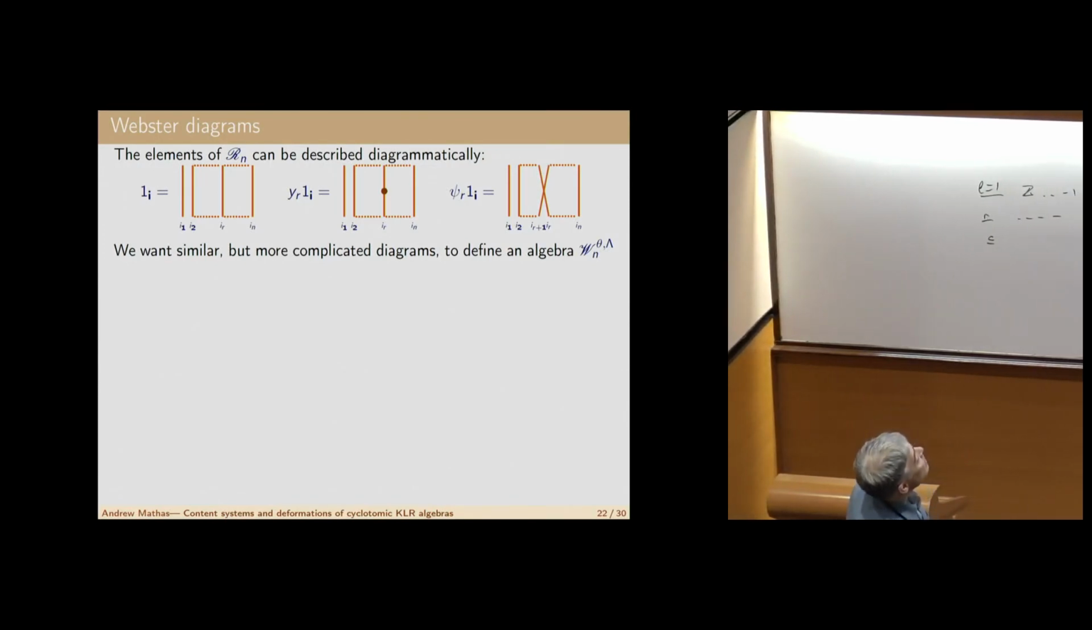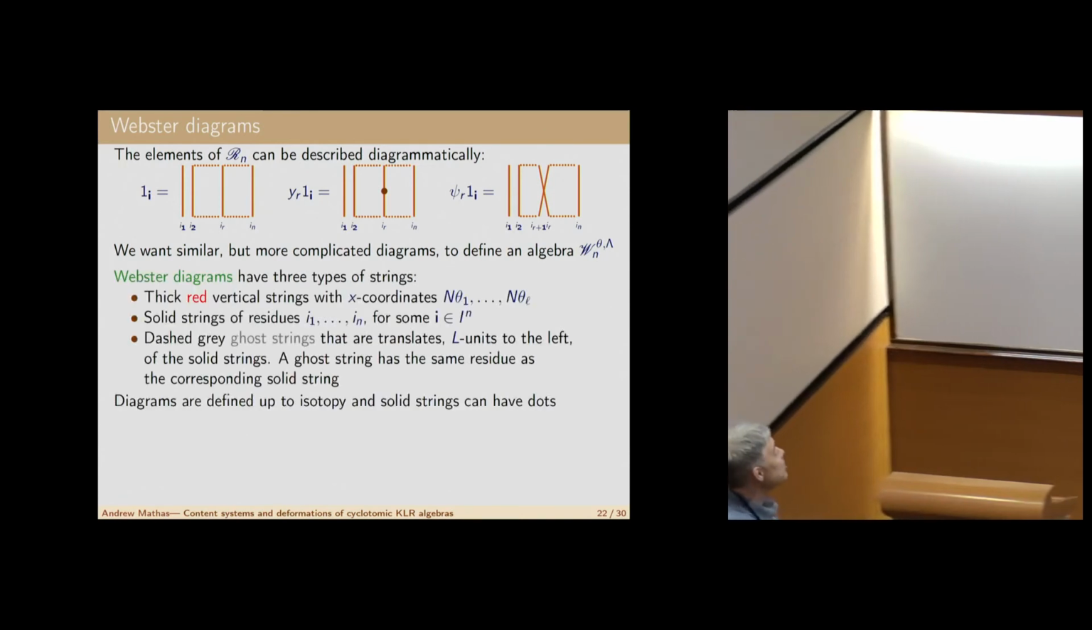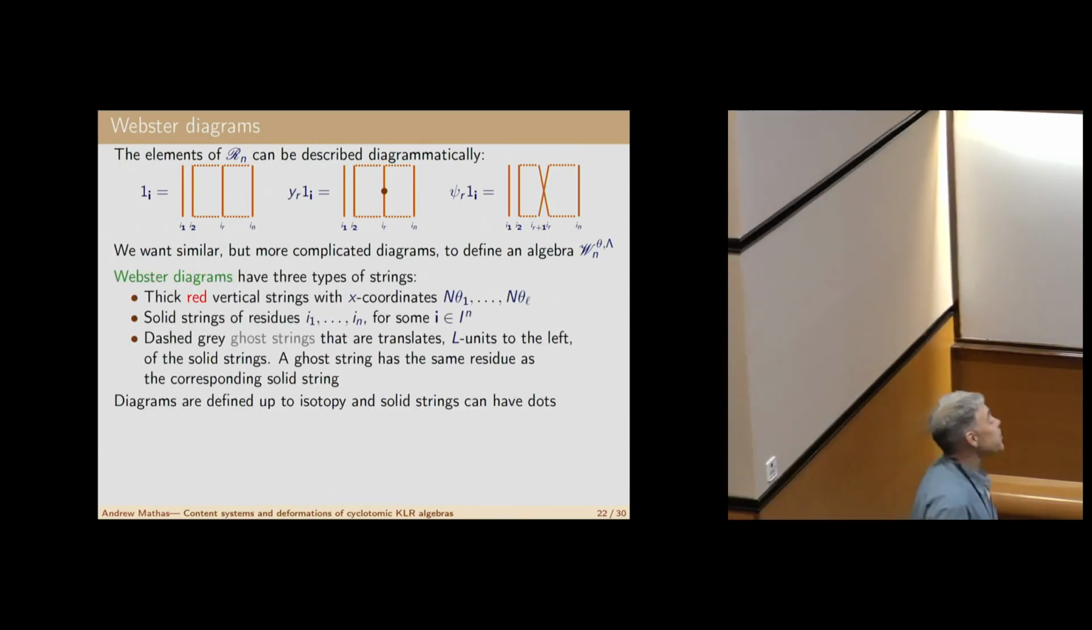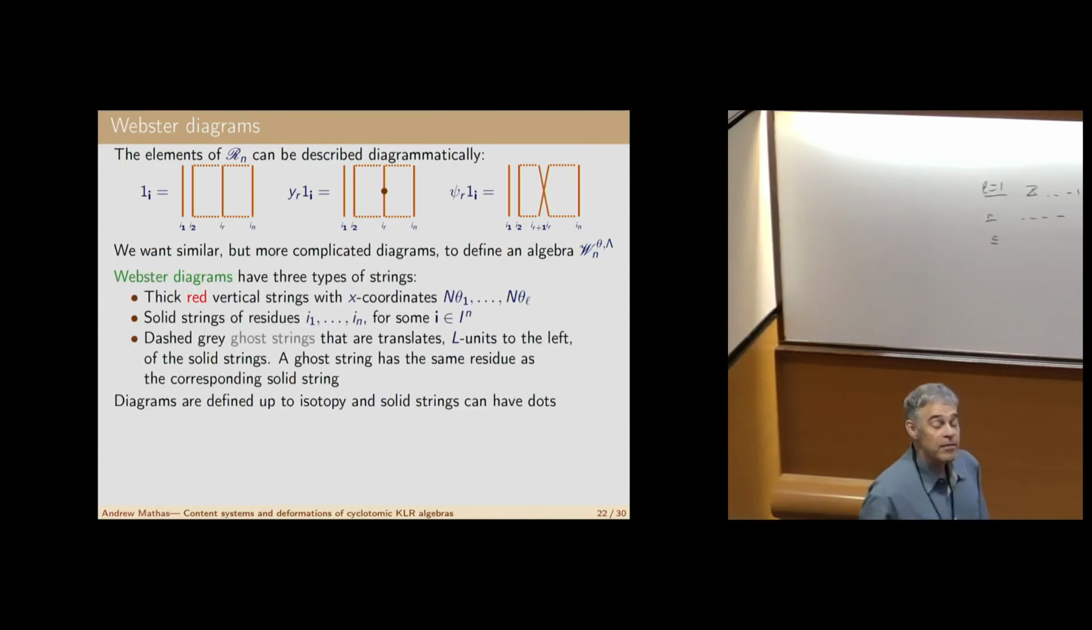So I mentioned already that I can think about my KLRs in terms of diagrams, and I take diagrams like this, and I write my relations like that. I want to do the same sort of thing for Webster diagrams, except now life is more complicated.